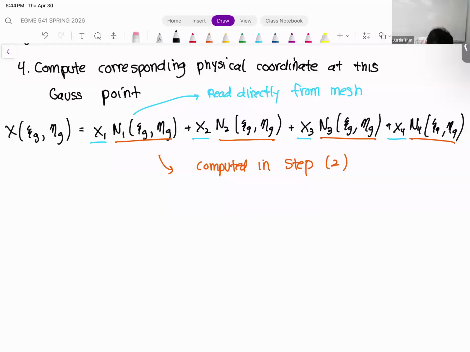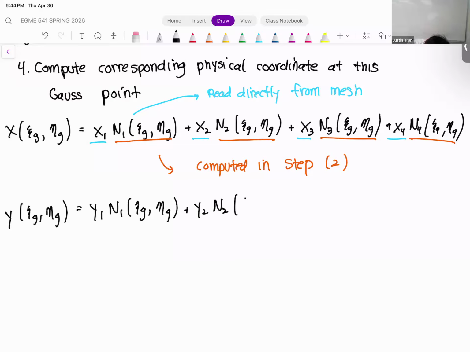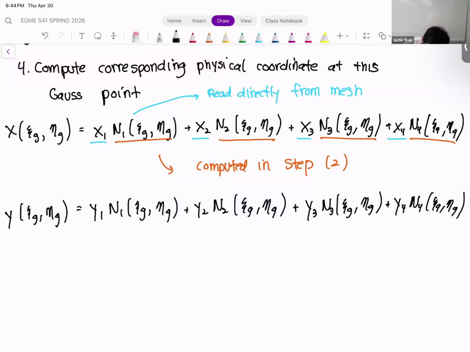Okay, and the last thing I'll write down before we end for the week is the same function for y, because we need it as well. So you have y of epsilon g, eta g. It's going to be y1, n1, epsilon g, eta g, plus y2, n2, epsilon g, eta g, plus y3, n3, epsilon g, eta g, plus y4, n4, epsilon g, eta g.